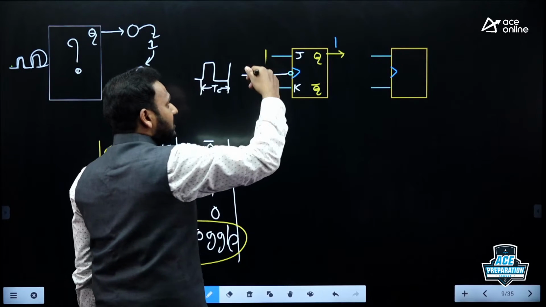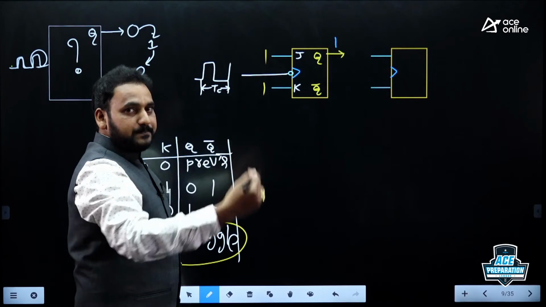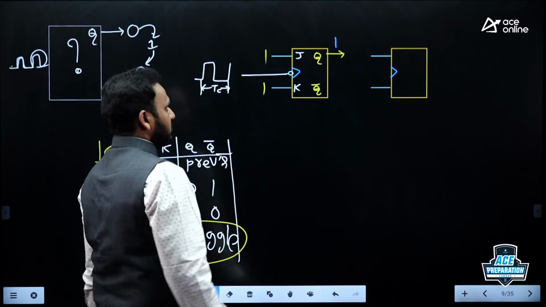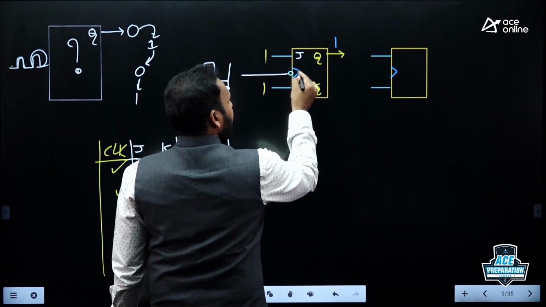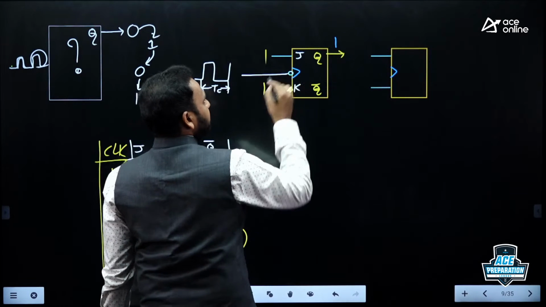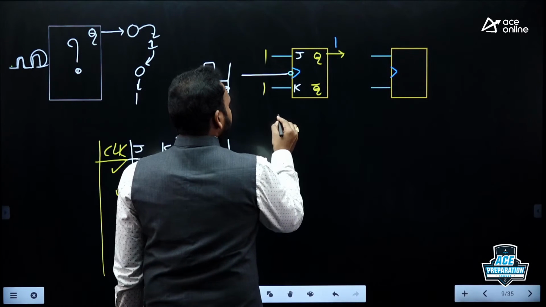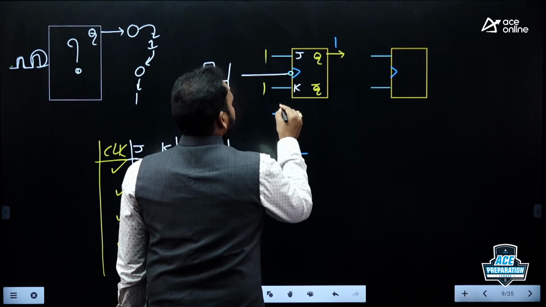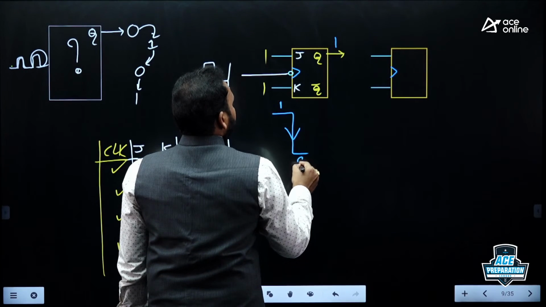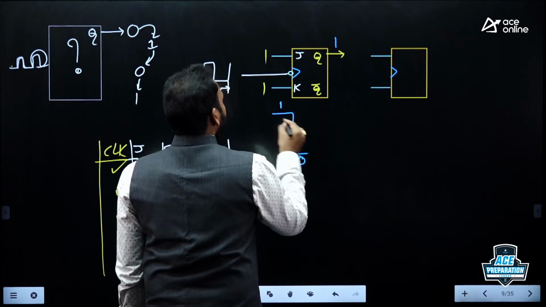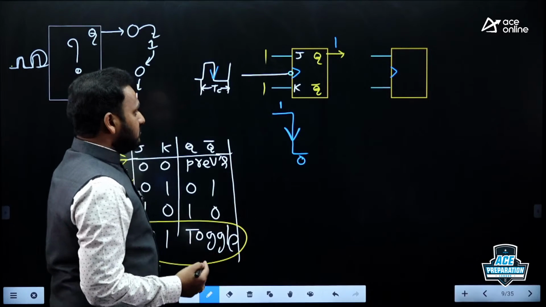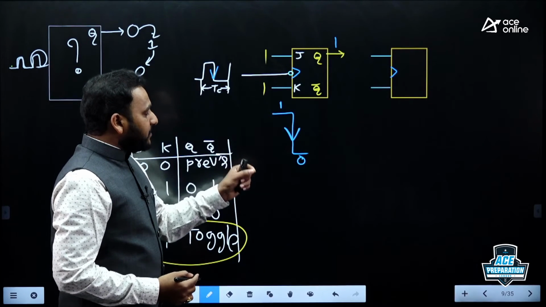But exactly at what time is it going to toggle? Exactly at the falling edge. You see, the bubble and the edge. This triangle represents the edge triggering type. So this type of flip-flop is only active for the falling edges, because a 1 to 0 transition is the negative edge of the clock. The examiner may not provide it in the paper clearly.